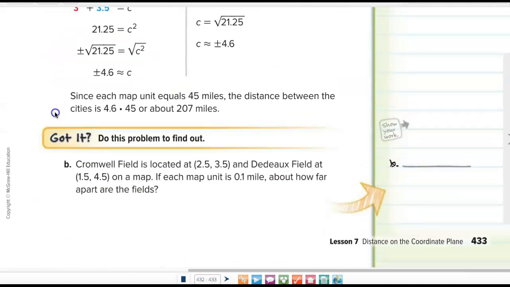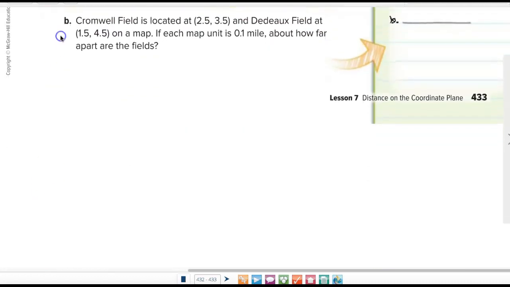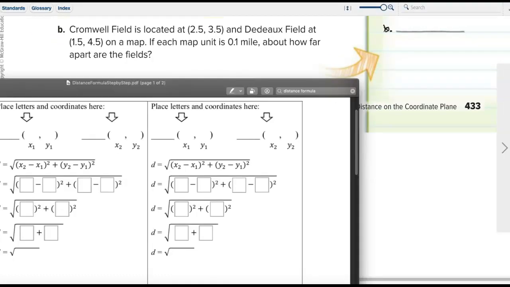All right, so we're going to do our next one right next to it. Cromwell Field is located at (2 5/10, 3 5/10), and the other field is at (1 5/10, 4 5/10) on a map. If each map unit is 1/10 of a mile, about how far are the fields apart?